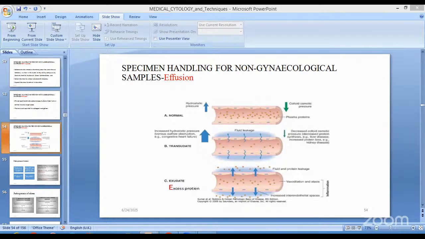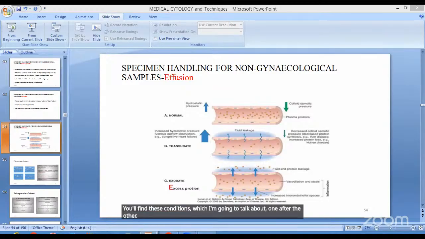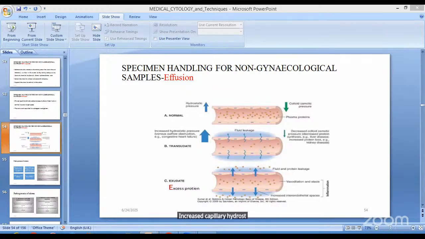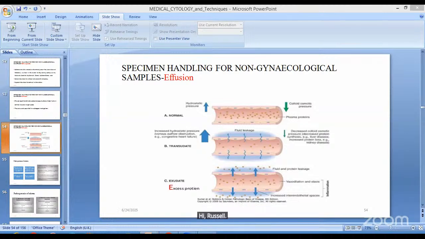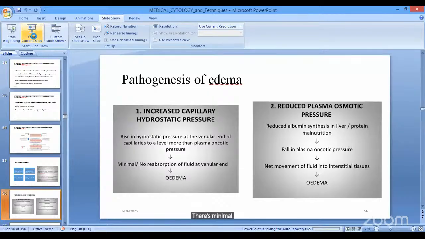When there is edema, you find these conditions, which I'm going to talk about one after the other. Increased capillary hydrostatic pressure. There's a rise in hydrostatic pressure at the venular end of capillaries to a level more than plasma oncotic pressure. Find that there's minimal or no reabsorption of fluid at the venular end.